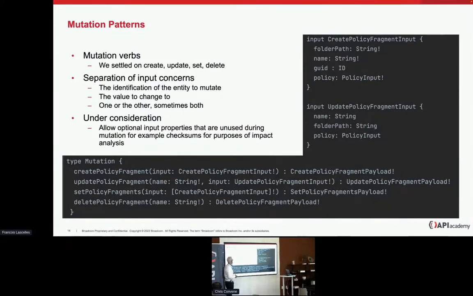And under consideration is, if you think about advanced mutations, we'd like to have an optional input property that is unused during a mutation. So for example, we calculate checksums in GraphQL queries. That's one of the options that you have that allows you to do impact analysis before you apply the data. But the checksum is not a property that you write into the data model itself. But it's still nice to have the option to include that into the data so that later on, before you apply the data, you can do an impact analysis. So that's something that we're looking into.